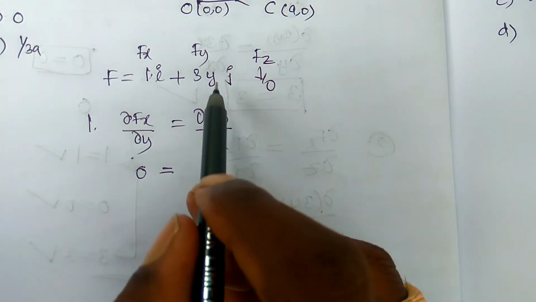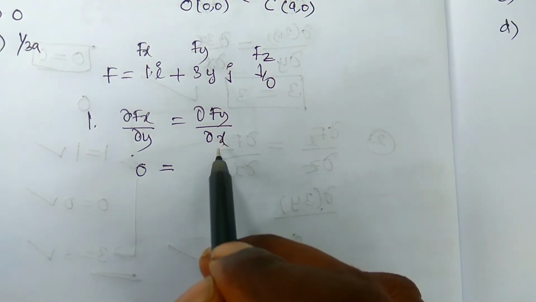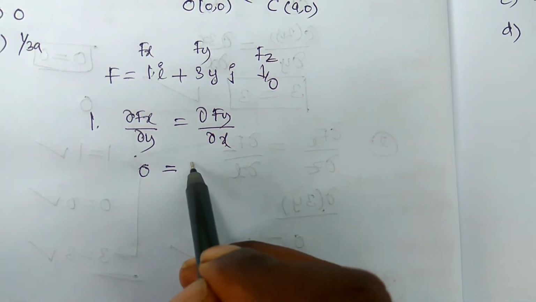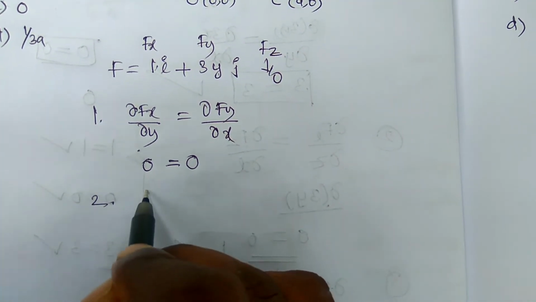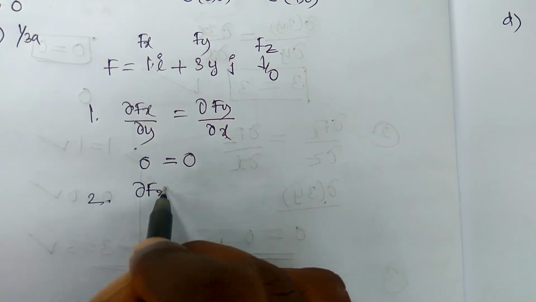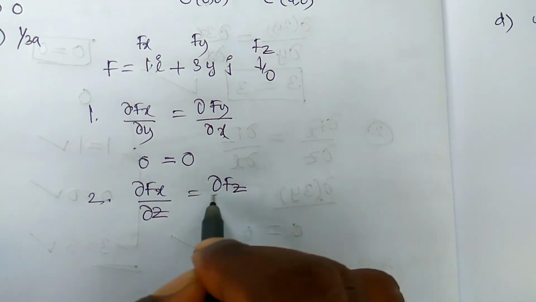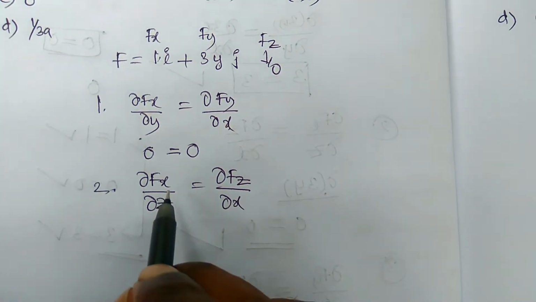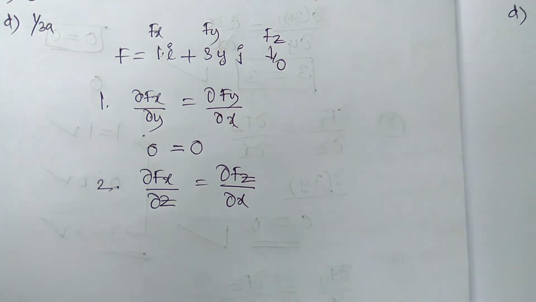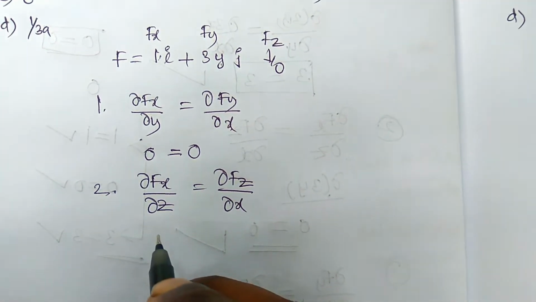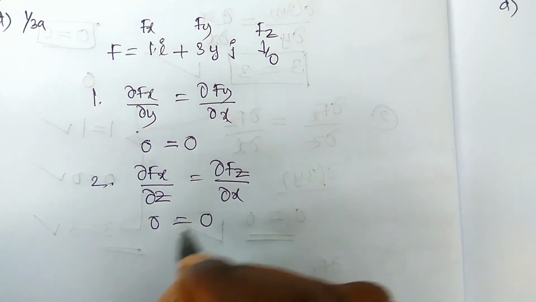Okay, coming to the first condition, del Fx by del y is equal to del Fy by del x. Fy is 3y, and with respect to x, y is constant, so it is 0. Coming to the second condition, del Fx by del z is equal to del Fz by del x. Fx is nothing but 1, and with respect to z it is constant, and Fz is 0, so it will be constant.